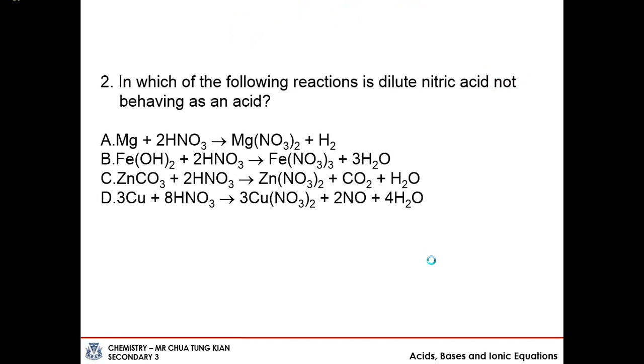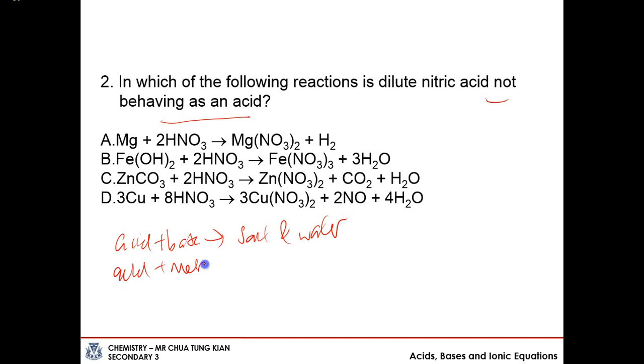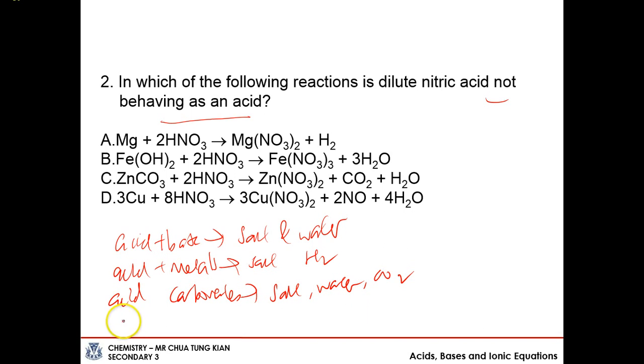So in which of the following reactions is dilute nitric acid not behaving as an acid? Let's do a quick recap. Acid reactions. We have acid and base giving us salt and water. We have acid and metals giving us salt and hydrogen gas. We have acid and carbonates giving us salt, water and carbon dioxide, and we have acid and oxides giving us salt and water.